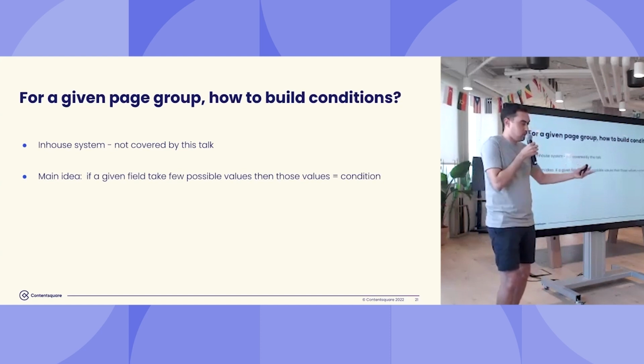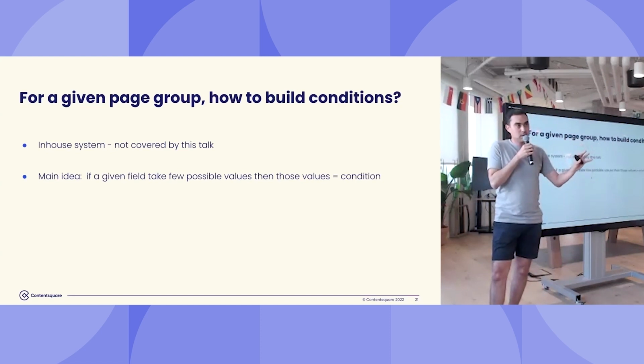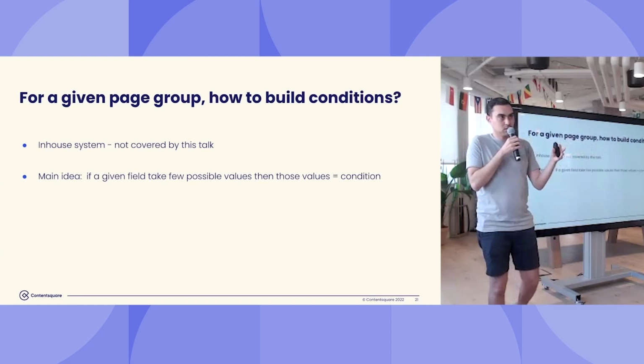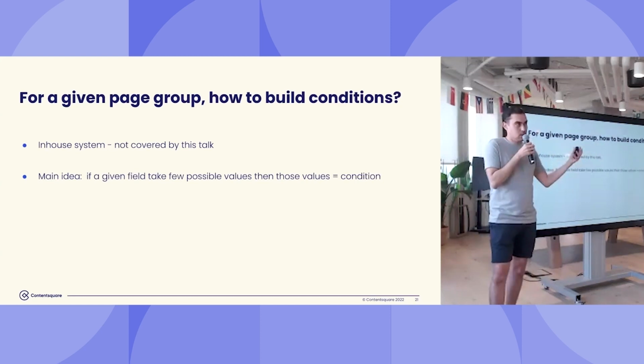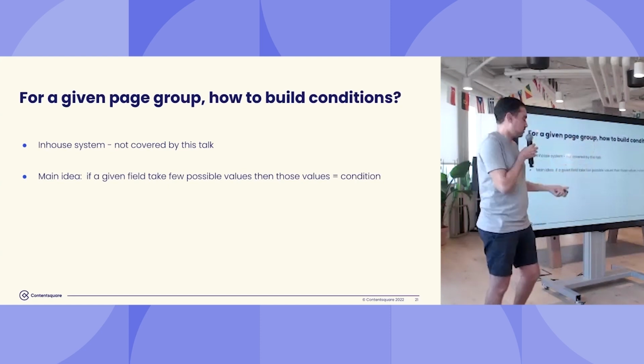So basically, if you take an example, if at path level 0 we have two possible values, v1 or v2, the condition will be path level 0 equals value 1 or value 2. Simple, right?